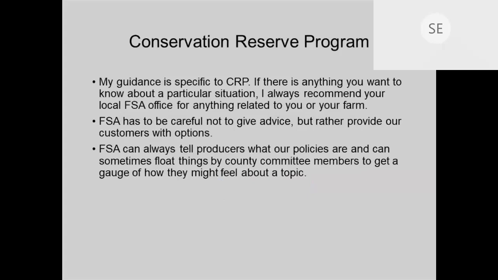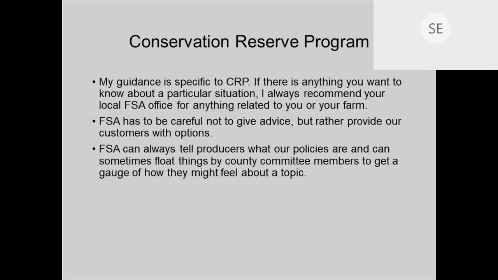If there's anything you want to know about a particular situation, my preference is always that you go to your local county office, or if you're working with a producer, that they go to the county office specific to them. County offices know their local farms, they know their local farmers, and they know the ins and outs, and they're usually the best resource for anything farm specific.